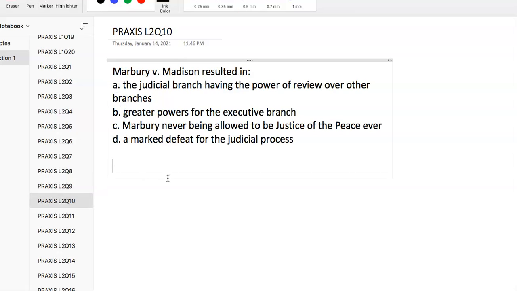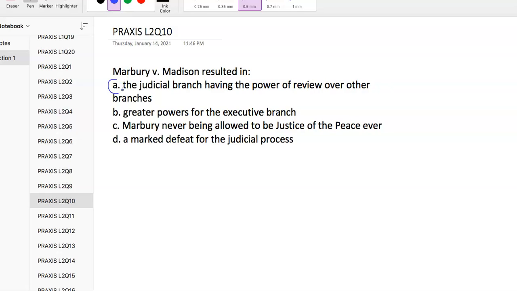Okay, Marbury v. Madison. Okay, so that's a court case that you want to be familiar with. There aren't too many. We'll go over each of them here on the different practice tests that you have to know. But Marbury v. Madison is a common one. The judicial branch having power of review over the other branches was a result of Marbury v. Madison. It helped define the boundary between the executive and judicial branches of government and led to judicial review, which is the big term you want to know.